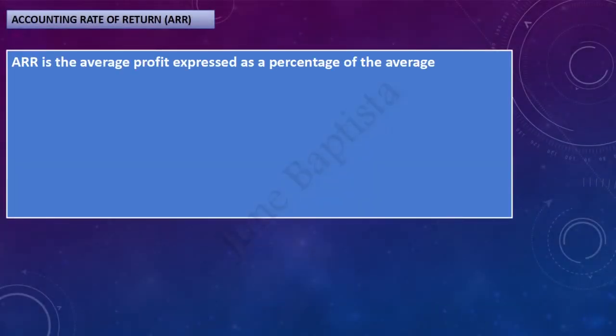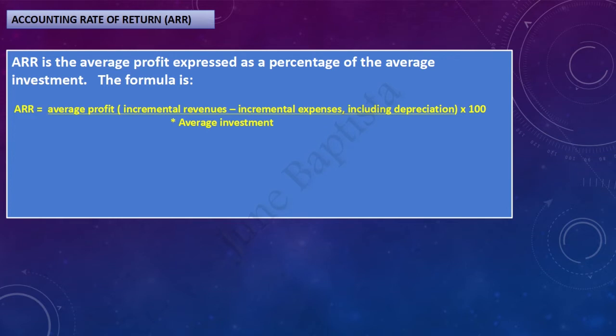Accounting rate of return, or ARR. The accounting rate of return is the average profit expressed as a percentage of the average investment. The formula is ARR is equal to average profit, which in turn is incremental revenues minus incremental expenses, including depreciation, divided by average investment times 100.